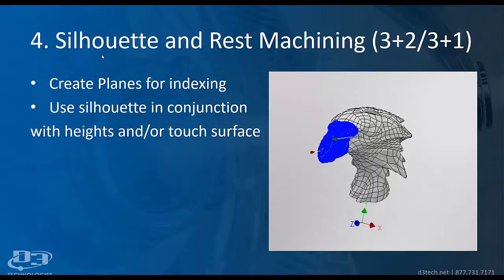Okay. So next thing I want to do, and this is more for the 3+2, 3+1 crowd, is using planes for indexing. And then you can use silhouette for that model, and then use a combination of heights, touch surface, in order to decide where that toolpath is going to machine.